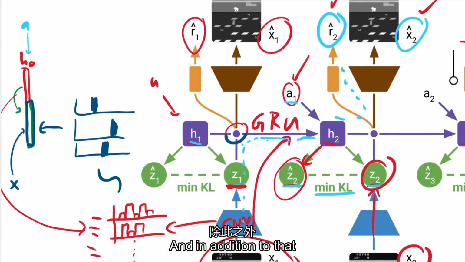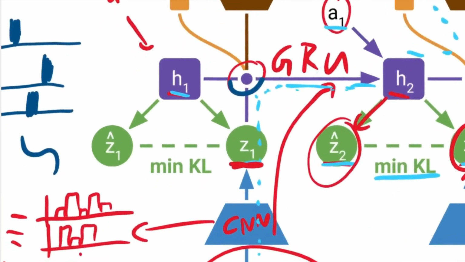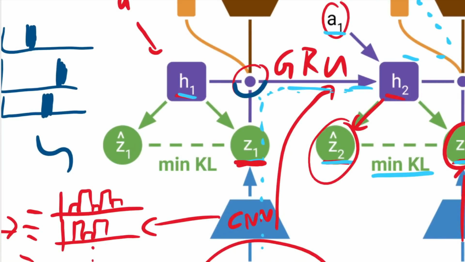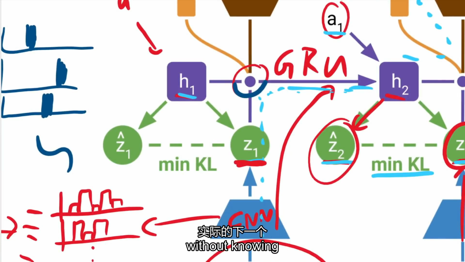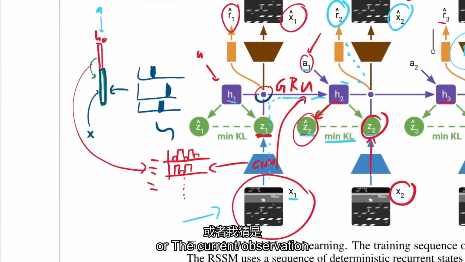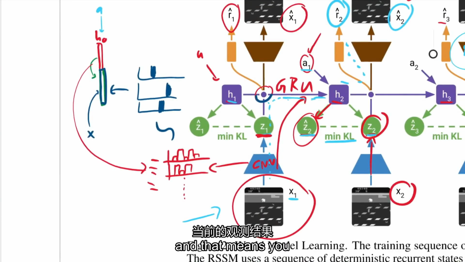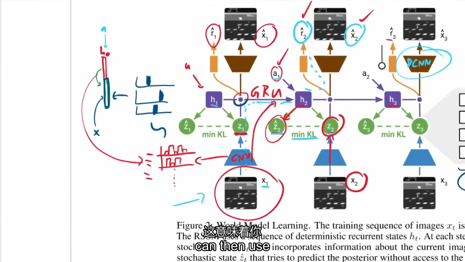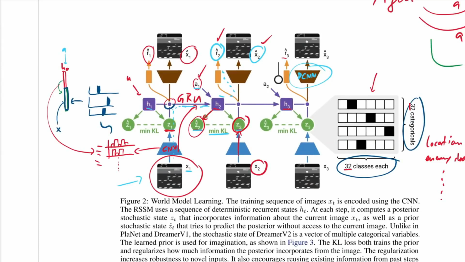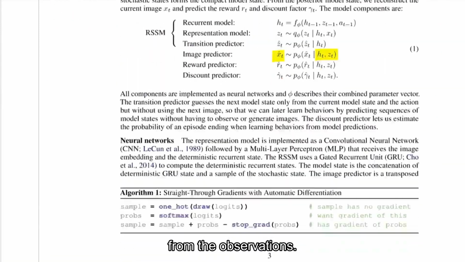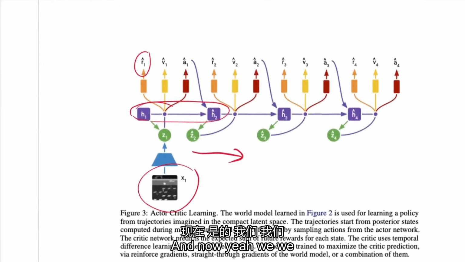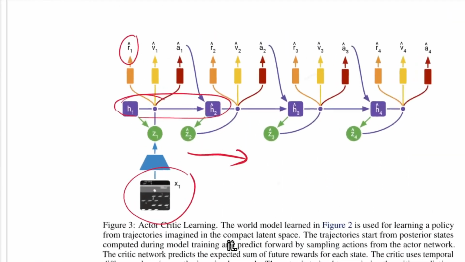And in addition to that, you also try to predict this stochastic state just from the deterministic hidden state and the action without knowing what the actual next observation is, or the current observation, I guess. And that means you can then use those prediction values at reinforcement learning time in order to be completely decoupled from the observations. And now, yeah, we sort of have it.